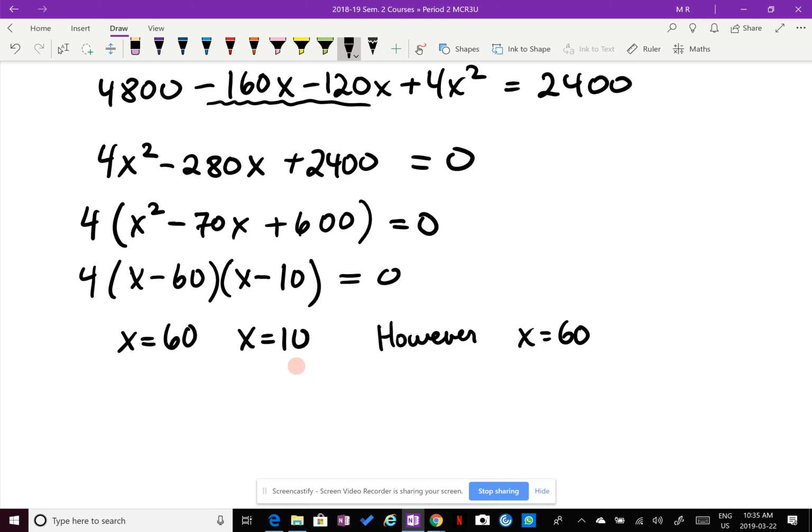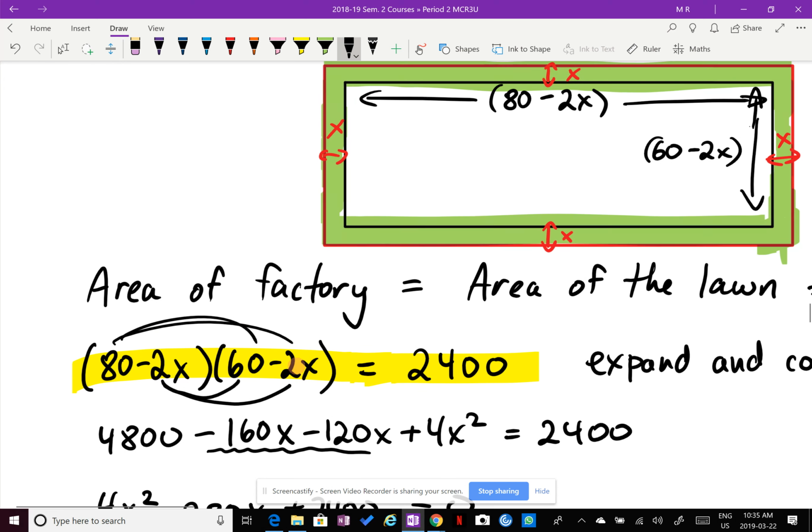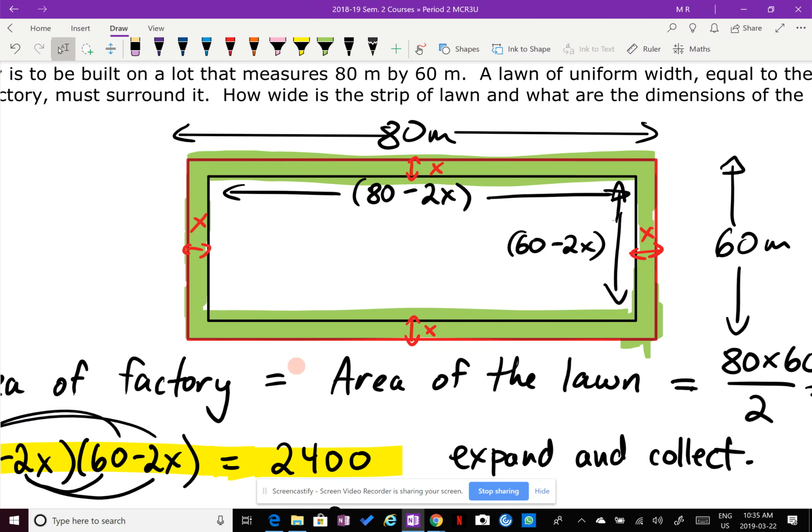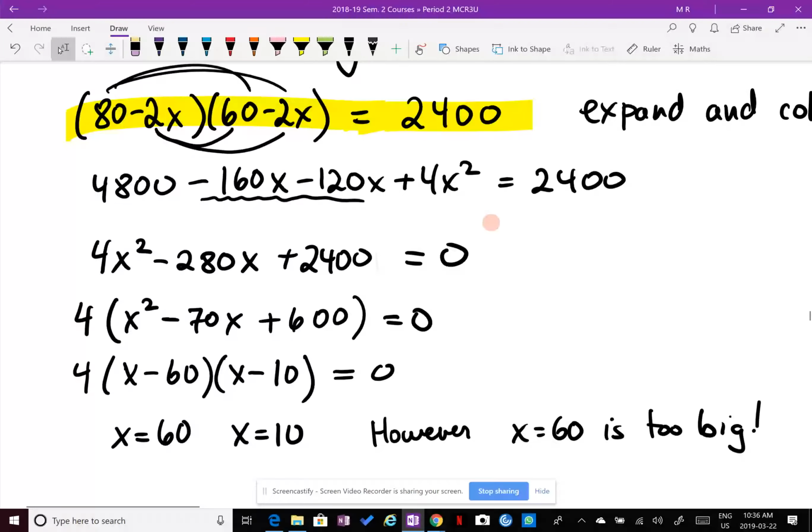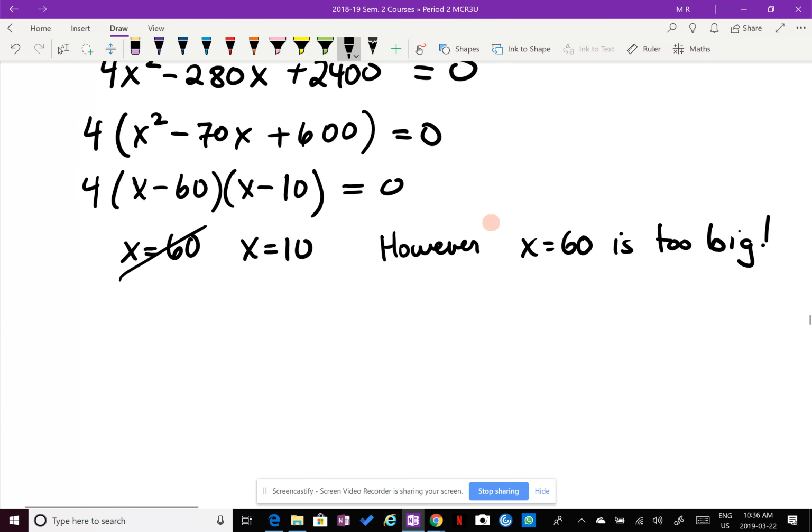However, x equals 60 is too big. If I use x equals 60, my lawn is wider than the actual lot dimensions that I'm given. So if I put 60 where I have these x's here, and I only have 60 meters for the width of my lot, then I couldn't fit 2x. It wouldn't be possible. So I can't use x equals 60 for my lawn. So I'm going to discount that as one of my answers. So the actual answer is x equals 10.